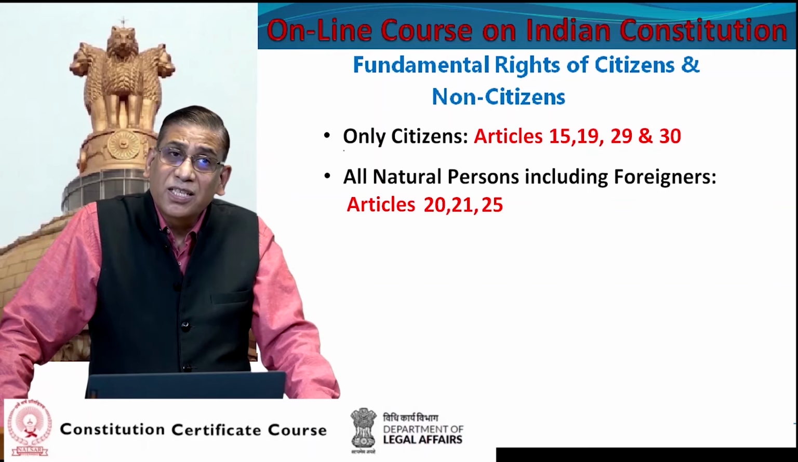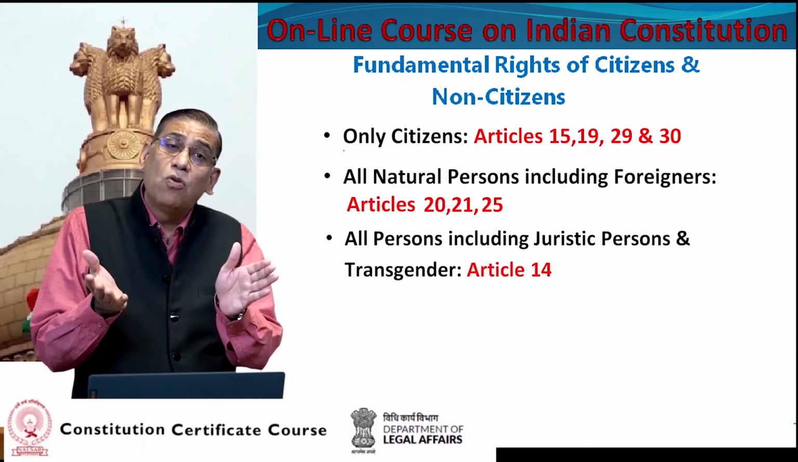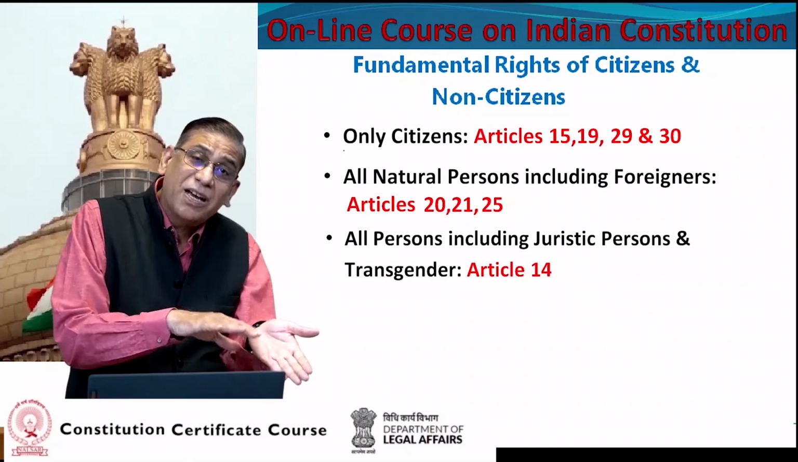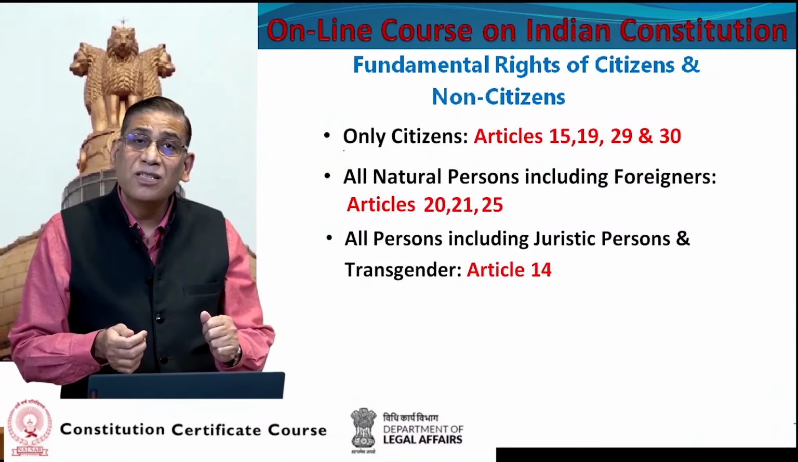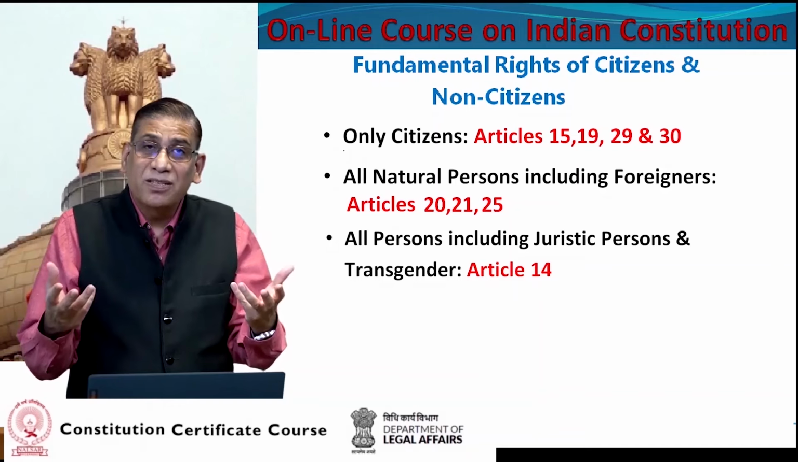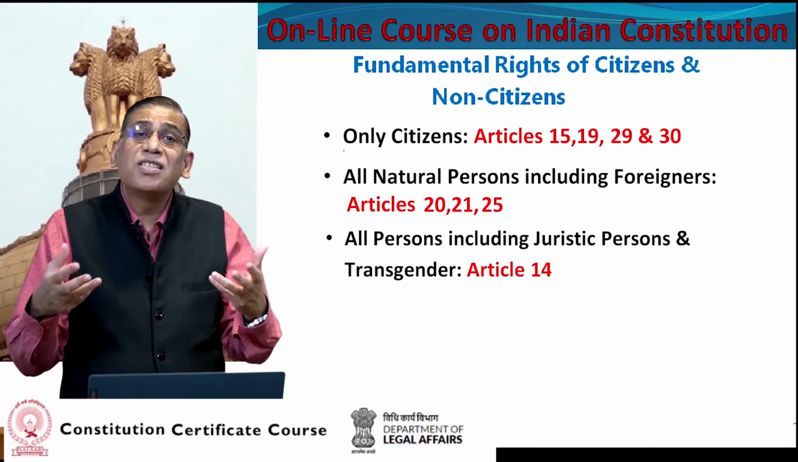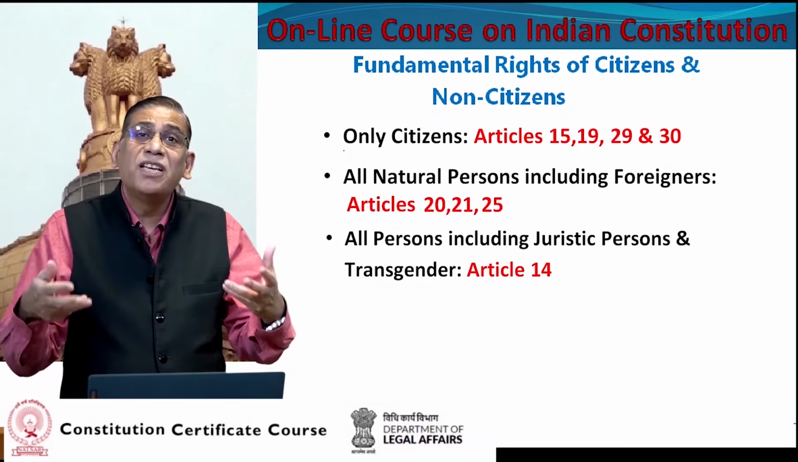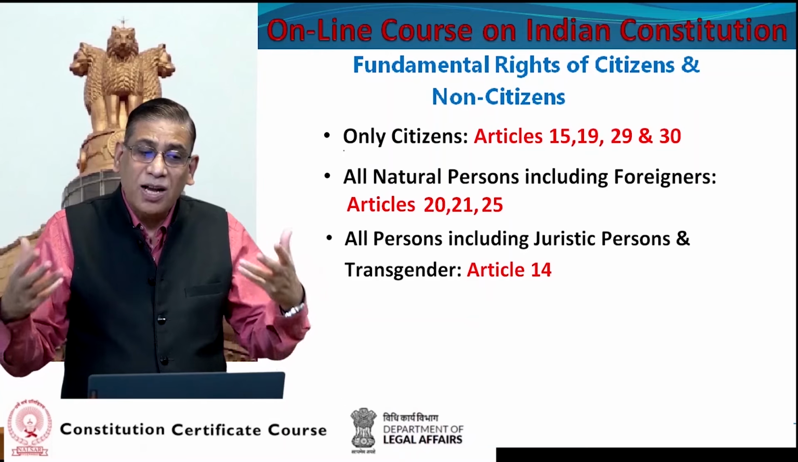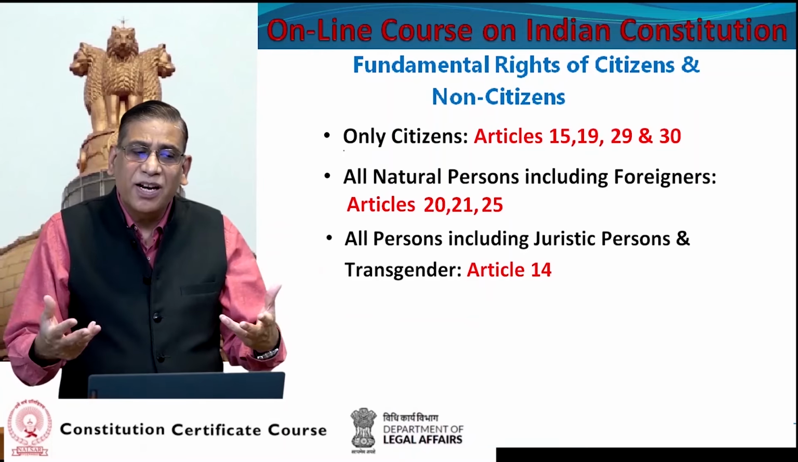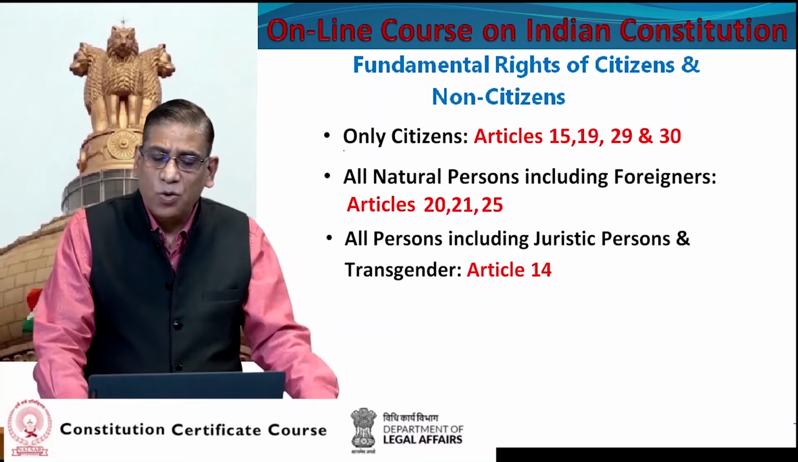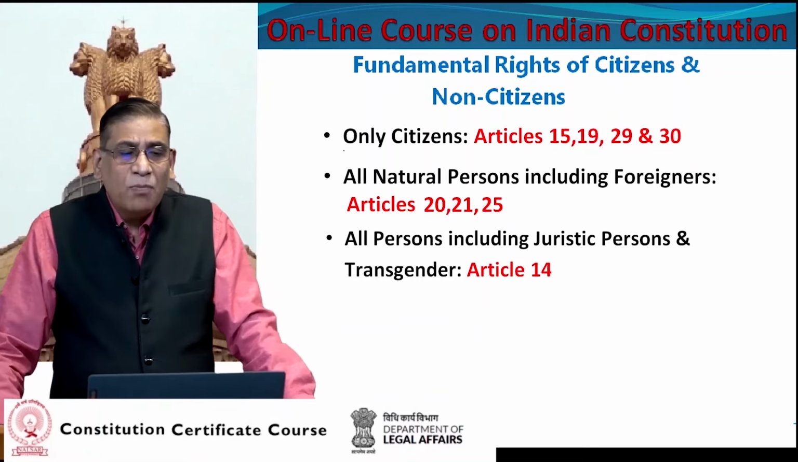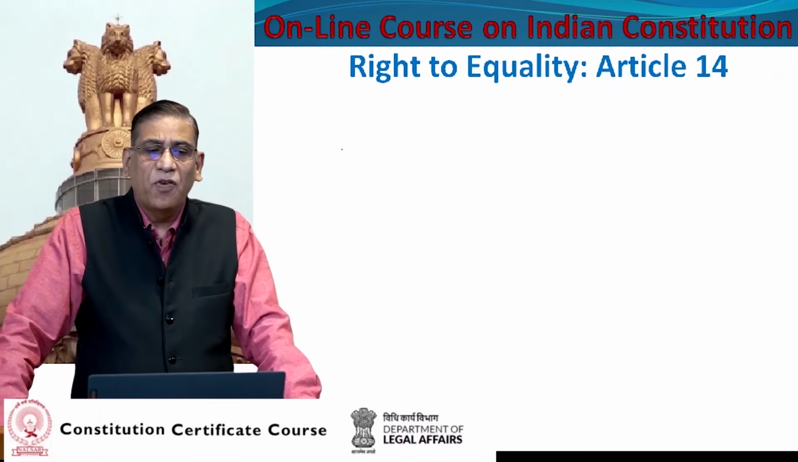Similarly, there are rights which we give not only to natural persons but also artificial persons. What are artificial persons? Juristic persons. In law, there is a fiction that a company is also a person. So a company is also entitled to rights under Article 14, which is right to equality. Now come to right to equality, which is Article 14.